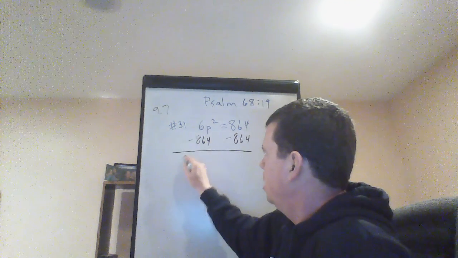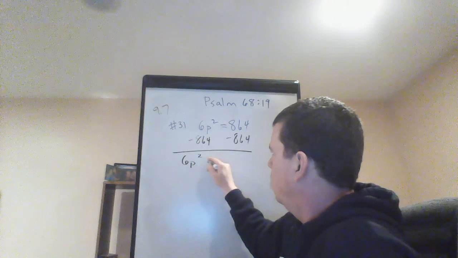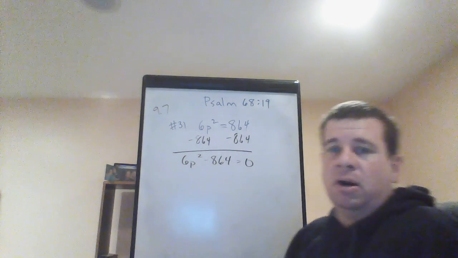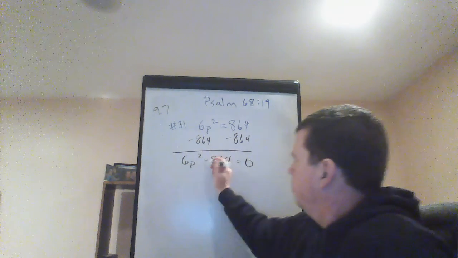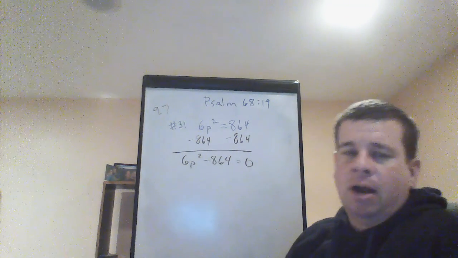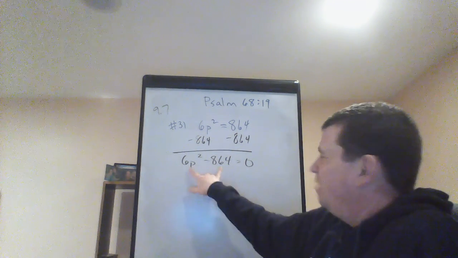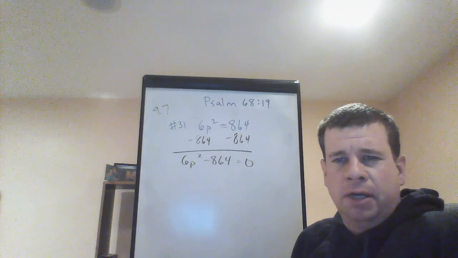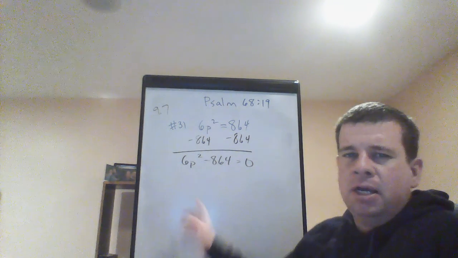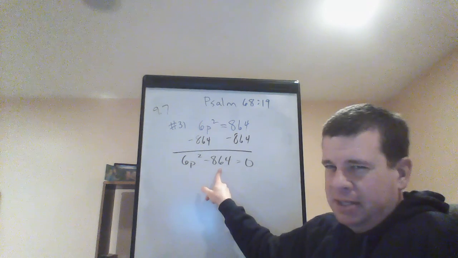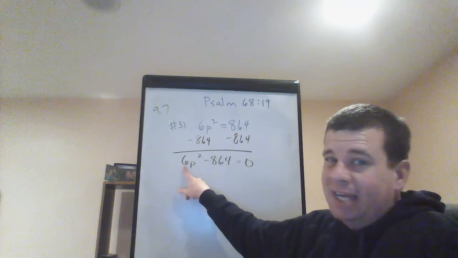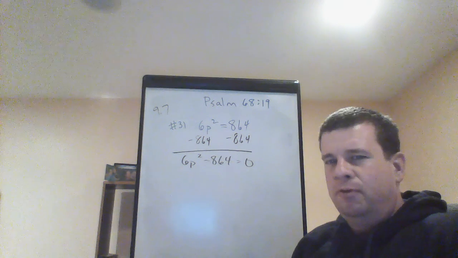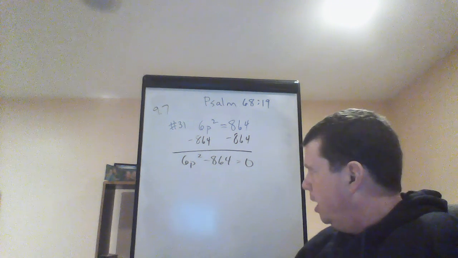These aren't like terms, so I can't do anything there, but I do have 6p squared minus 864, and now it equals 0, so I'm halfway there, using my zero product property. Now, I see I've got two terms, and I do have a subtraction problem, so that makes me think of the difference of two squares. The only problem is I'm not sure about 864, but I know 6 is not a perfect square. So this doesn't really fit our pattern yet.